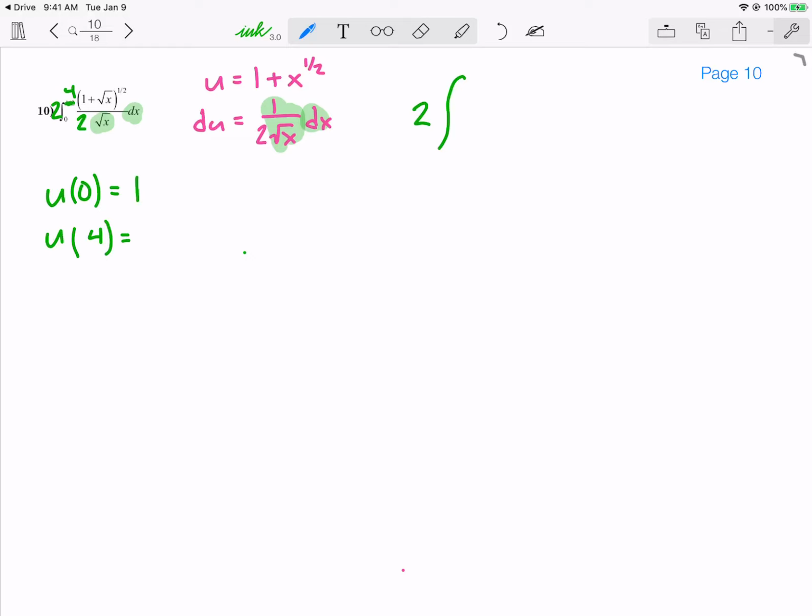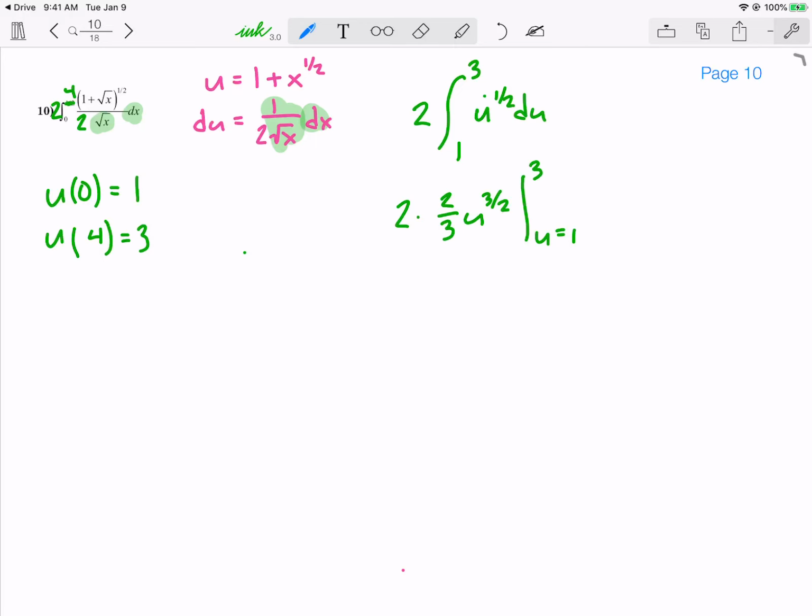When I plug 4 in, square root of 4 is 2, plus 1 is 3. Okay, so I've got the integral from actually 1 to 3 in terms of u. Now, inside my integral, I've got u to the 1/2 du. So now I'm ready to integrate. I get 2 times integral of u to the 1/2 is 2/3 u to the 3/2, and I'm evaluating this from u equals 1 to 3. Alright, so now I've got to plug in 3, subtract what I get when I plug in 1 for u.